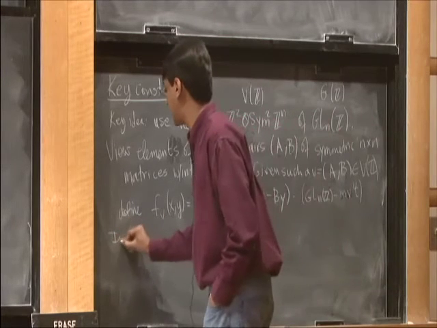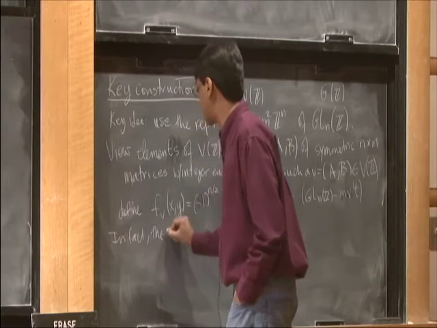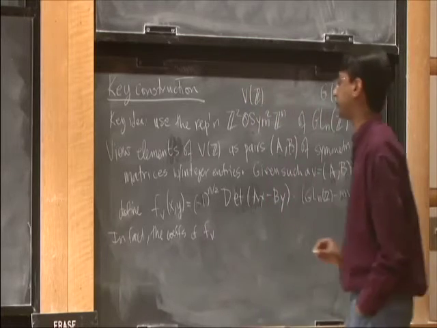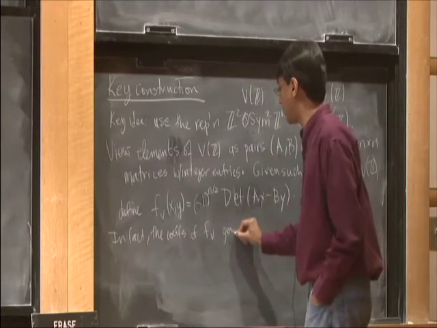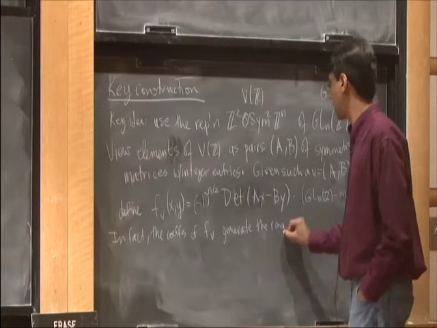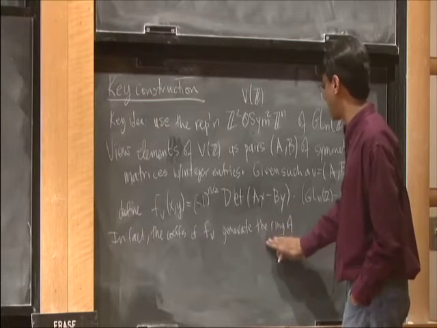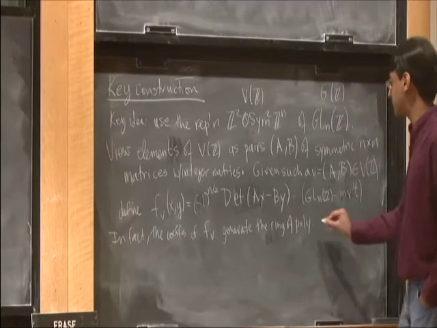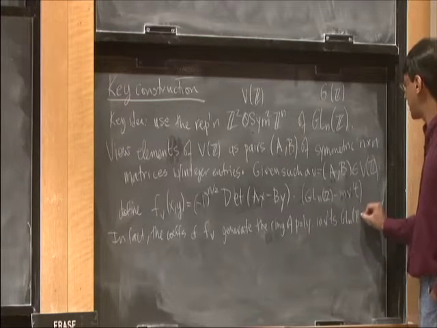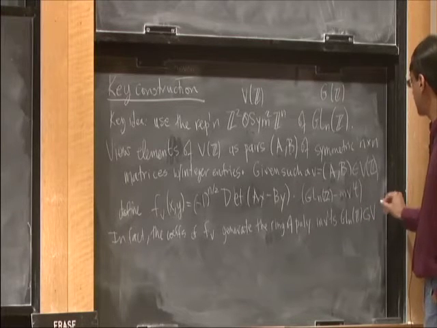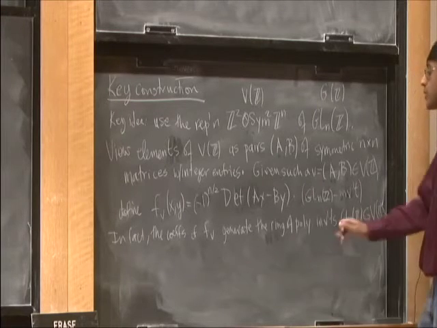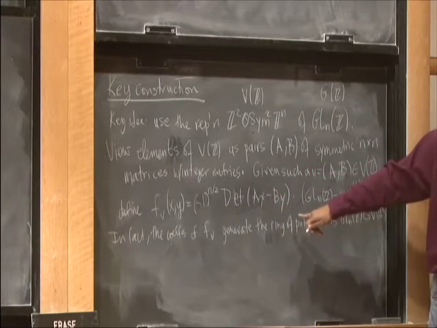And in fact, the coefficients of f_V generate, at least over the complex numbers, the ring of invariants. The polynomial ring, or the ring of polynomial invariants, for the action of GL_n(Z) acting on V. And so the coefficients of this binary form are a complete system of invariants for this action.